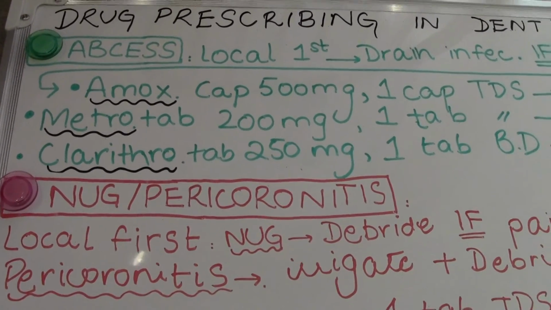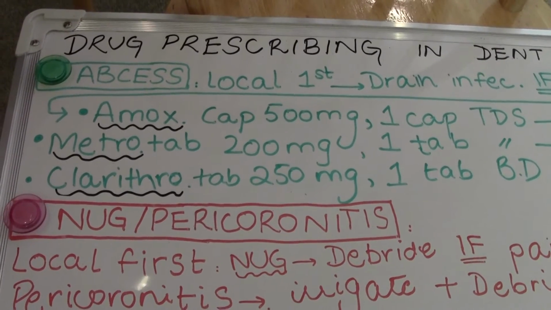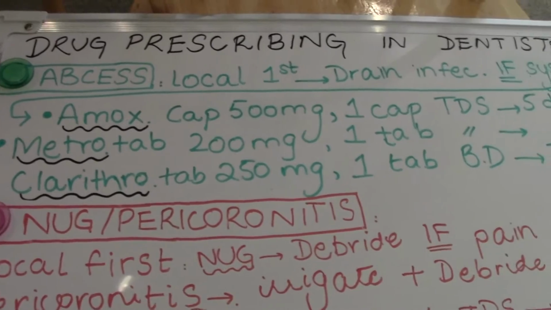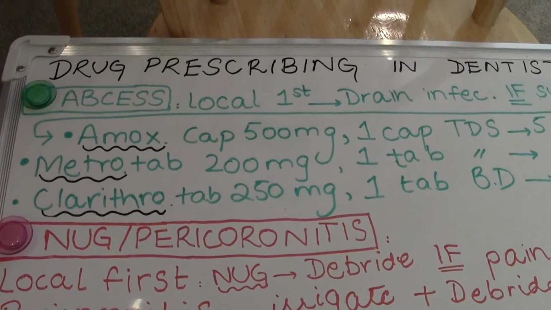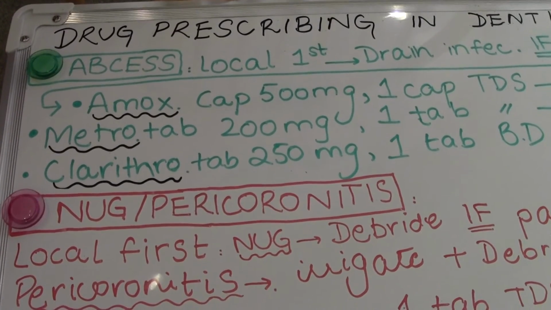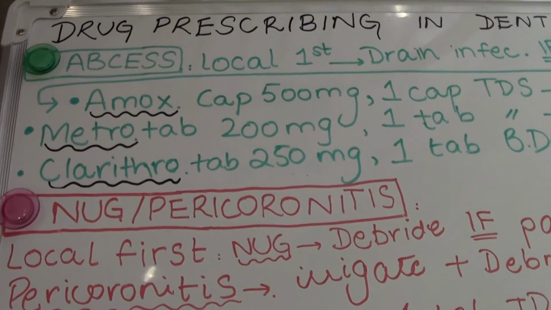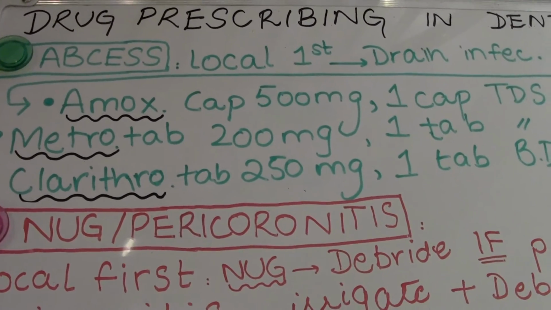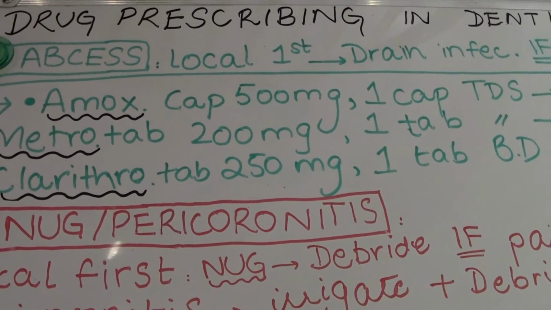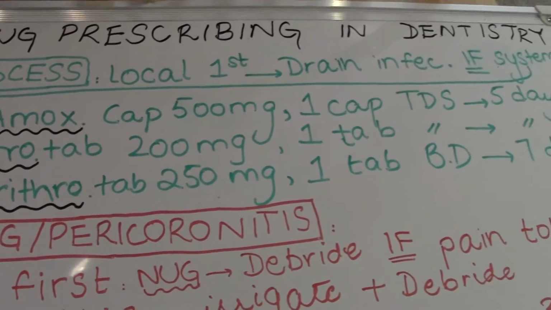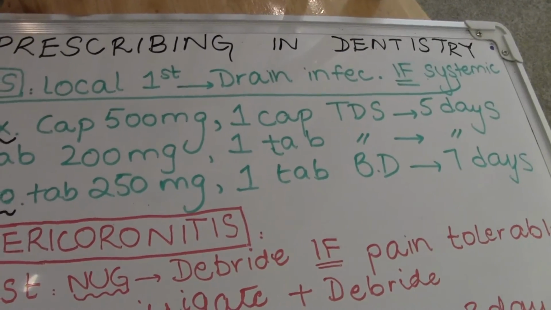If the patient is allergic to penicillins, we're going to give metronidazole. Now, what happens if the patient is allergic to penicillin and the patient's on warfarin? Remember, we can't give metronidazole for patients on warfarin. In that case, we're going to give clarithromycin. And for clarithromycin, we're going to have more days of drug treatment. So it's going to be 250 milligrams, 1 tablet, twice a day for 7 days.